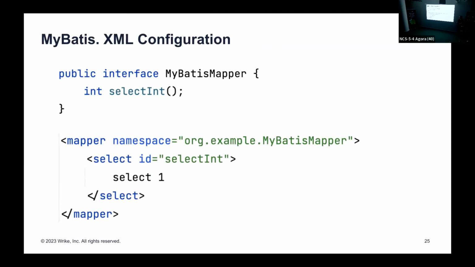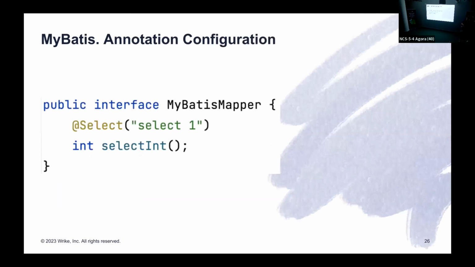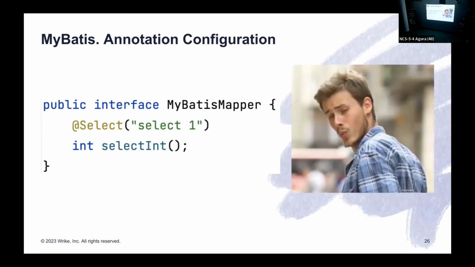And you can see that all the interesting stuff is happening in this XML file, which is not really cool because there is a big gap between these files. But the good thing is that there is an annotation API with which you can specify SQL queries right in the annotation, which looks much better. And this is the thing which we're using in Wrike.